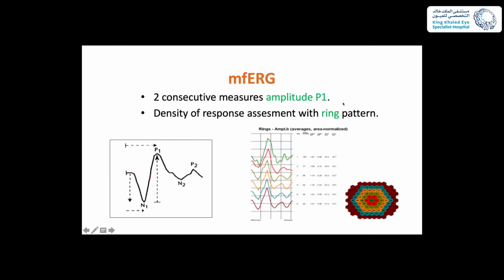So we use the ring pattern. That means that in every ring, we measure the amplitude for P1. It means that if we have a higher amplitude, there is a better function of the retina.